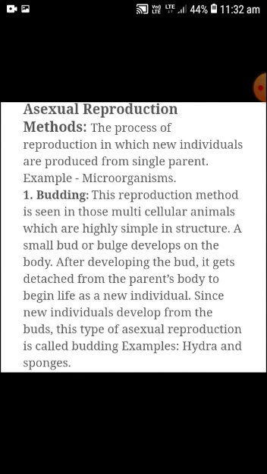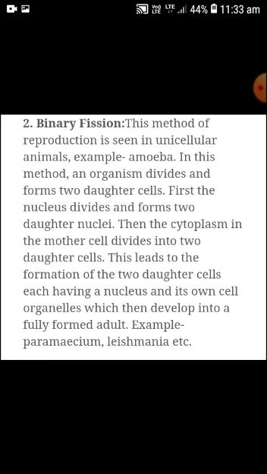Budding: this reproduction method is seen in multicellular animals which are highly simple in structure. A small bud or bulge develops on the body. After developing, the bud gets detached from the parent's body to begin life as a new individual. Since new individuals develop from buds, this type of asexual reproduction is called budding, for example hydra and sponge.